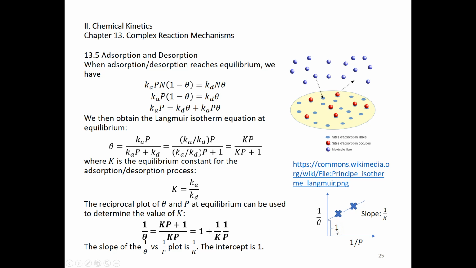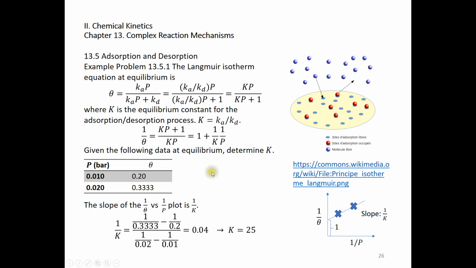This is also one of those double reciprocal plots. Let's look at one numerical example problem, 13.5.1. Let's look at this Langmuir isotherm equation. At equilibrium, theta is Kap over Kap plus Kd, and it can be written as Kp over Kp plus 1.